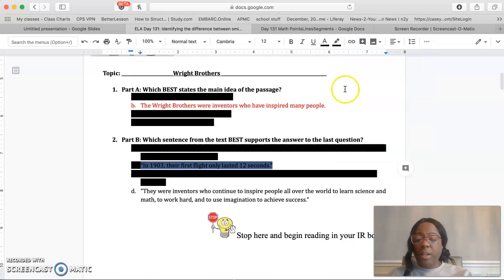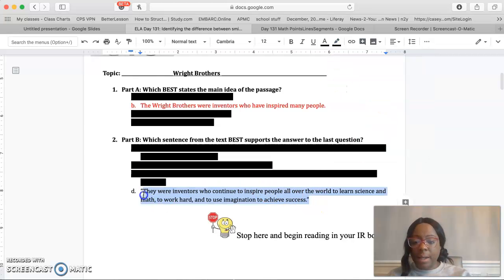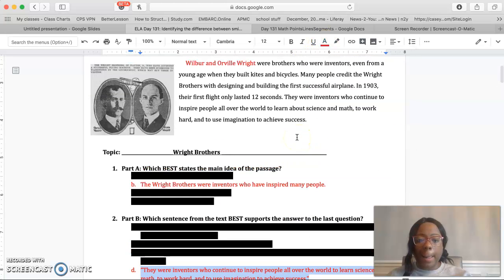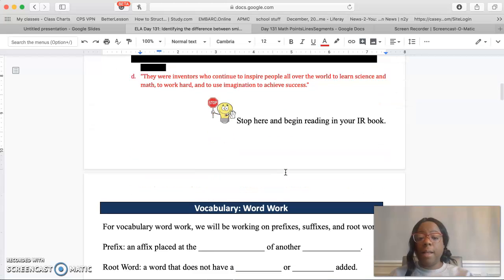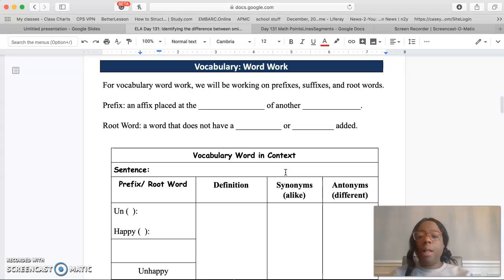Now, we know the answer is D because when we look back in the text, we see it says they were inventors who continue to inspire people all over the world to learn about science and math, to work hard, and to use imagination to achieve success. That's our text evidence. All right, it says stop, but we're going to keep moving on to vocabulary. Flip the page. All right, for vocabulary today, we're doing word work.